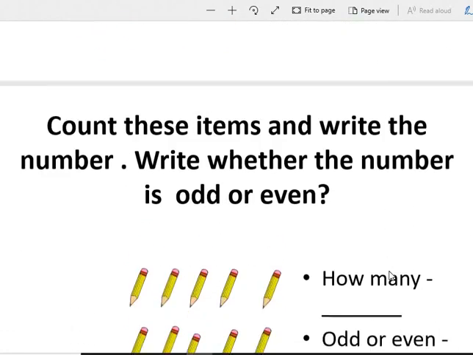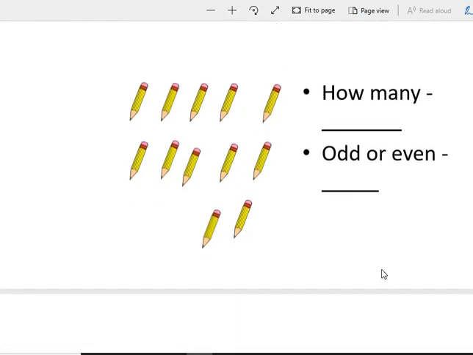Now the last one, look at these pictures. There are pencils here. Let's count how many pencils there are. 1, 2, 3, 4, 5, 6, 7, 8, 9, 10, 11, 12. So there are 12 pencils. Now when there are 2 digits, I told you to see the number in ones place. It is 2. But still let's make the pair and see, since we have the pictures here. 2 and 2. So these pencils make a perfect pair of 2. So number 12 is an even number.